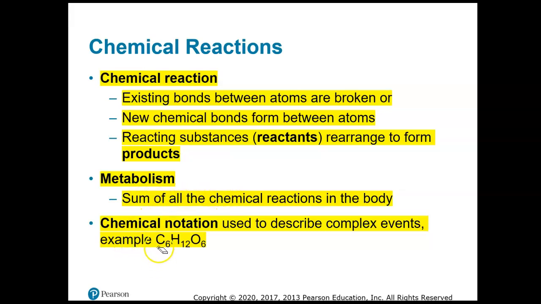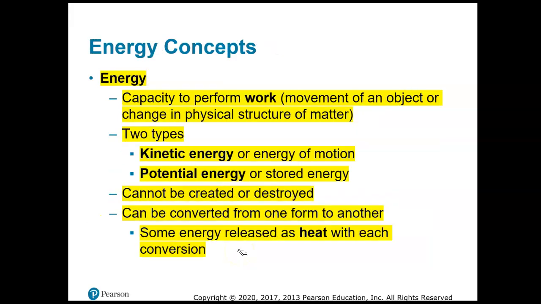And then chemical notation, like for here you have the chemical formula for glucose. This tells you that there are 6 atoms of carbon, 12 atoms of hydrogen, and 6 atoms of oxygen in one molecule of glucose. All right, energy is the capacity to do work. There are 2 types. The energy of motion is kinetic, and stored energy is potential. When we're dealing with chemicals, potential energy is stored in chemical bonds, and then it can be released as kinetic energy when the bonds break.